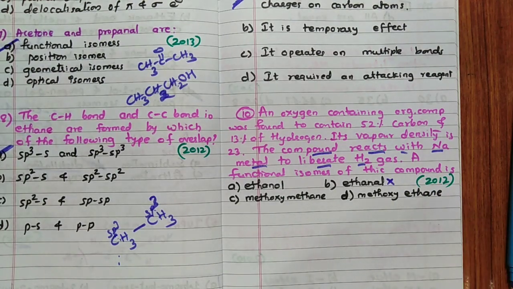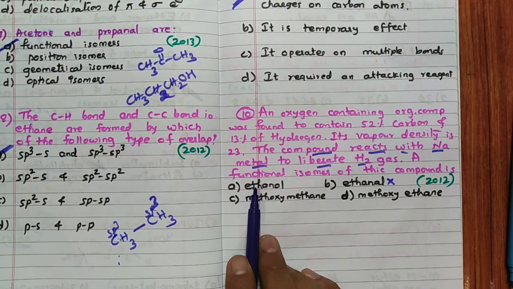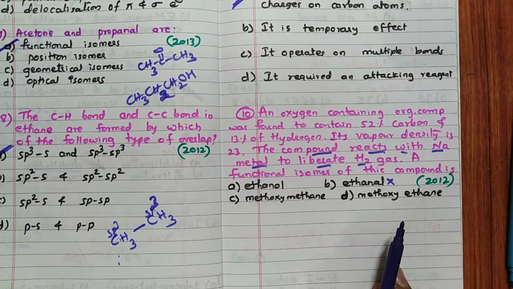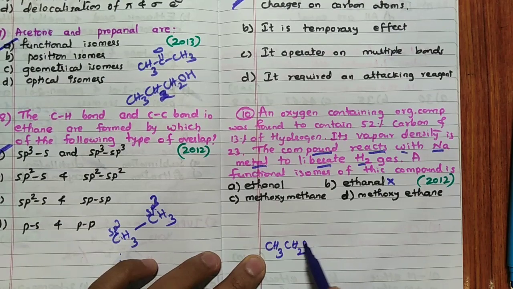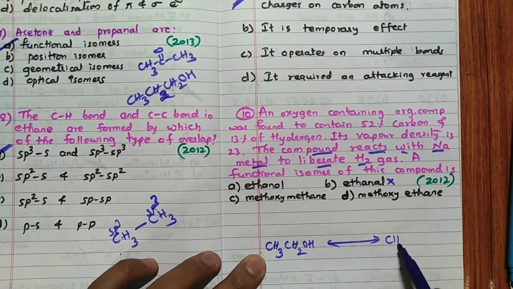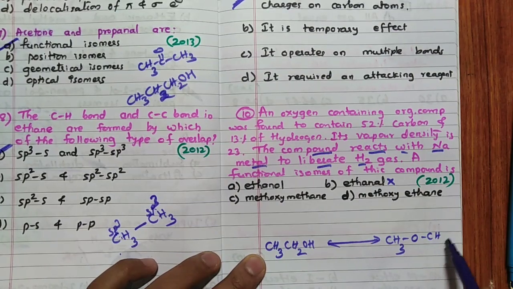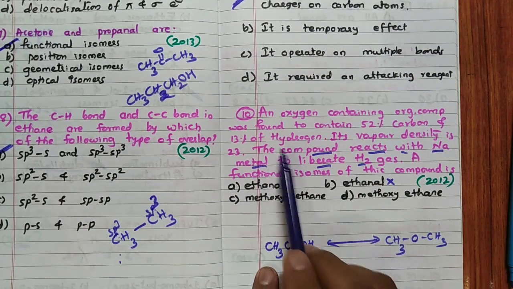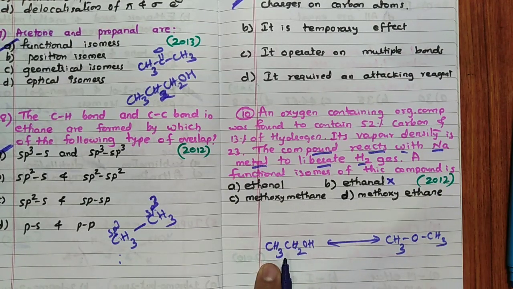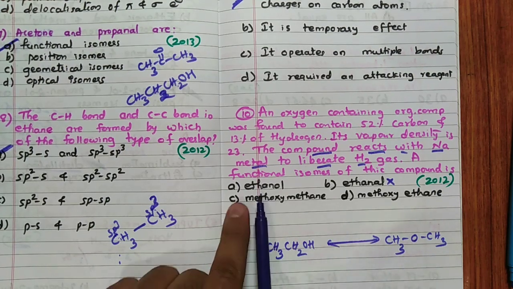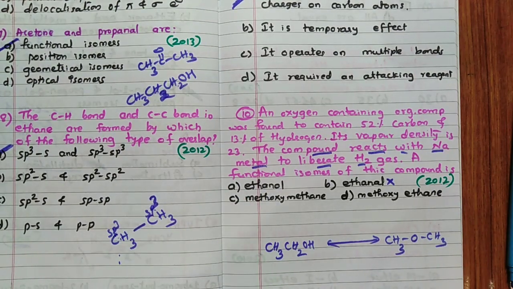Hence this is not the answer. Then, the functional isomer of ethanol is methoxymethane. Ethanol, CH3CH2OH, has the functional isomer CH3OCH3. See, the compound reacts with sodium metal and liberates hydrogen gas, that is correct for ethanol, right? But its functional isomer is what is asked, so ethanol is not the answer. Now you can see methoxyethane and methoxymethane, two options left. What is the molecular mass?